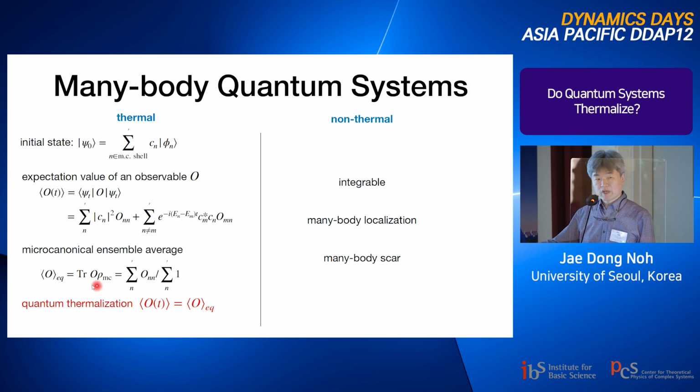Actually, this is a requirement of quantum thermalization. This is very hard to satisfy because, as you can see here, we have some explicit initial condition dependence, but there is no initial condition dependence at all here. And also there is a time dependence here, but there is no time dependence here. So this is a very strong requirement, the quantum thermalization.